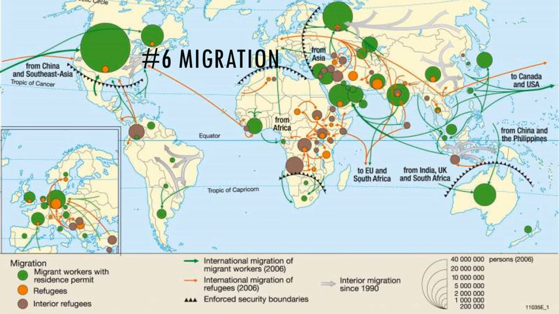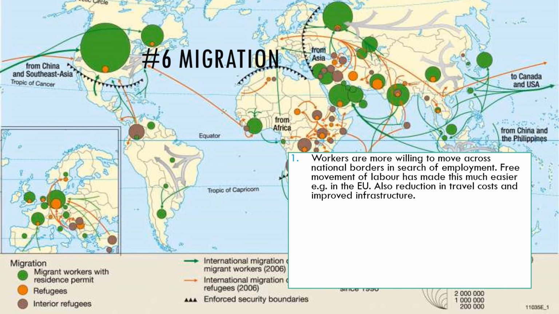Okay, number 6 is migration. So this chart in the background is potentially quite confusing, but what we can see is the movement, particularly in green, of migrant workers. So we can see workers moving from regions in Asia over to the Middle East. Down here we can see workers moving from Eastern Europe into countries in the EU. And so migration is a feature of a globalized world.